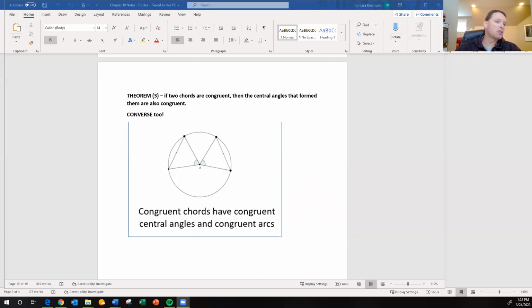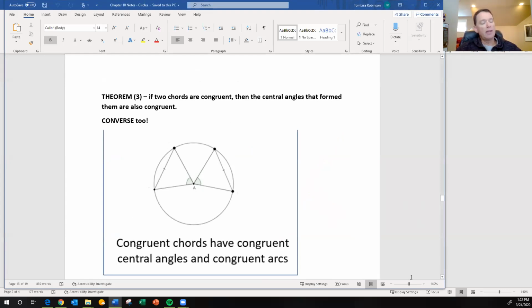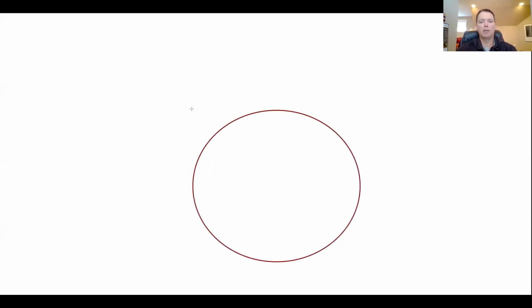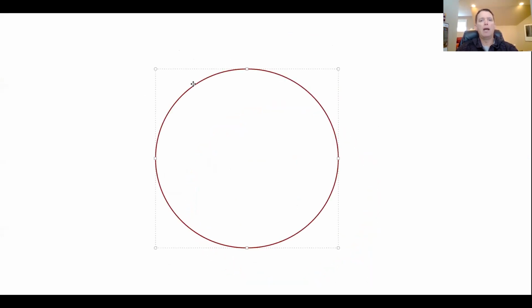But on the screen, what you should see is our third theorem of this unit that says that if you have two congruent chords, then the central angles that form them are also congruent. So let me put that up on the whiteboard. I think sometimes if you see it drawn out, it makes a little bit more sense. So here's a circle here.